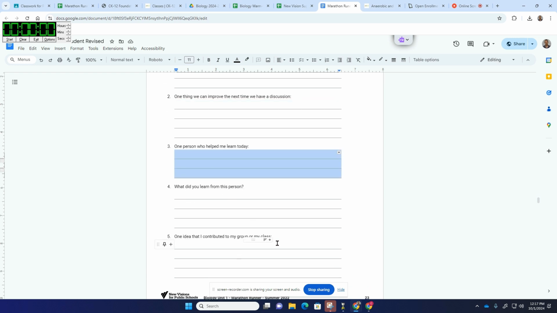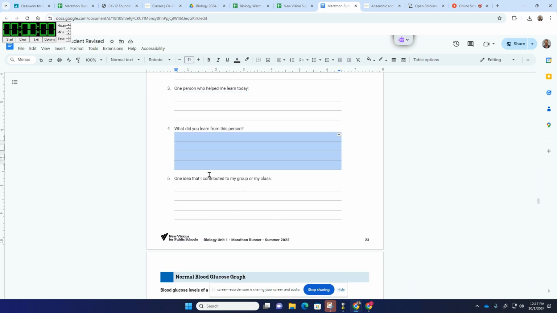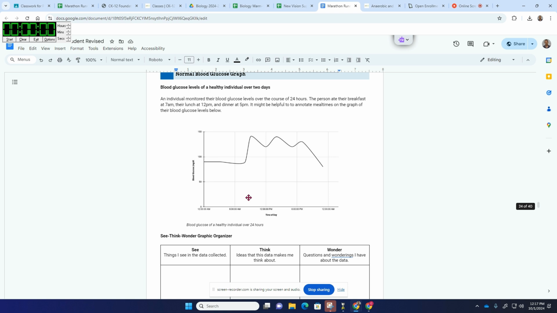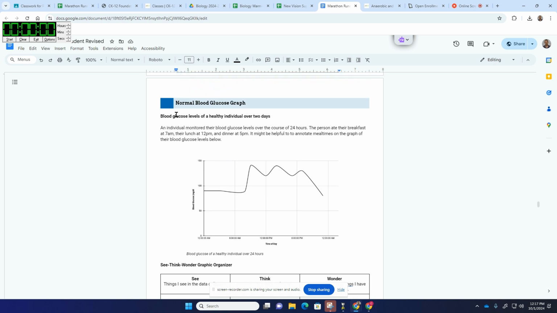Who is a person who often helps you? What is something that you have learned from another student? And what's an idea that you've contributed? And once again, you can just pick that from a recent lesson. It doesn't have to go back to this specific lesson. And that's going to bring us to our blood glucose graph investigation, which will be our next video.